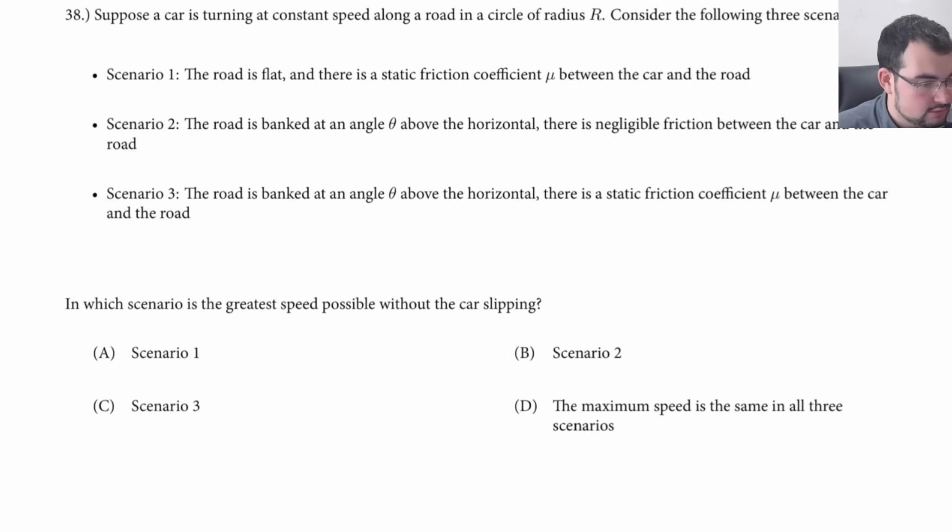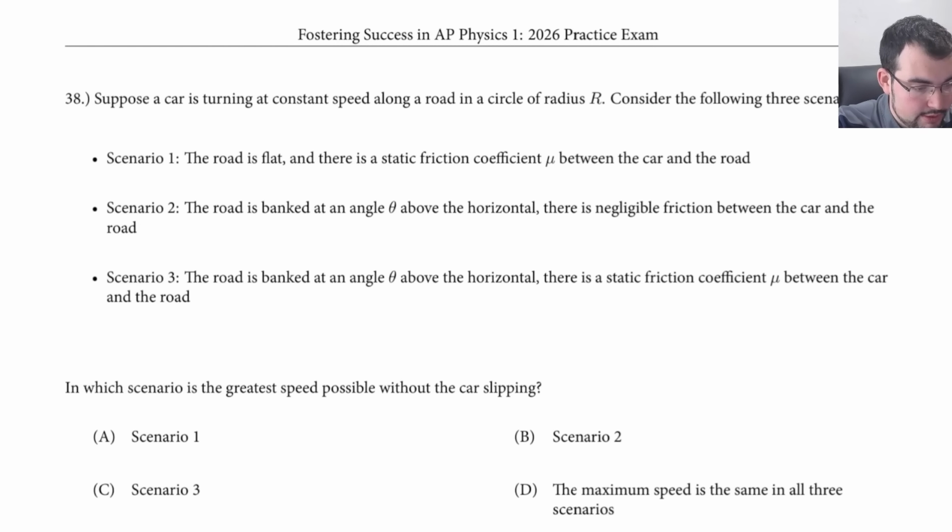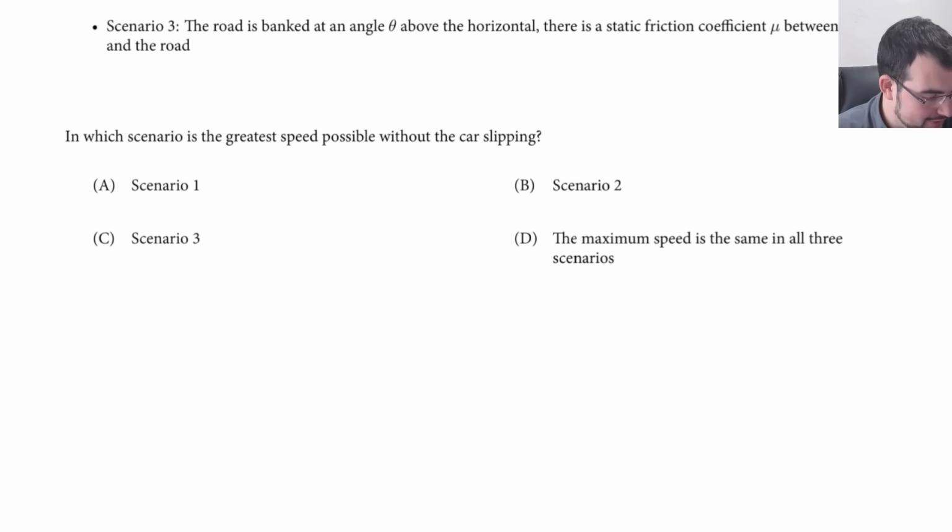All right. Oh, this one's a tricky one. Suppose a car is turning at constant speed in a circle of radius r. Consider the following 3 scenarios. The road is flat. There's static friction coefficient mu between the car and the road. Then in the other scenario, there's no friction, but we bank the curve. And then in scenario 3, we bank the curve and add friction.